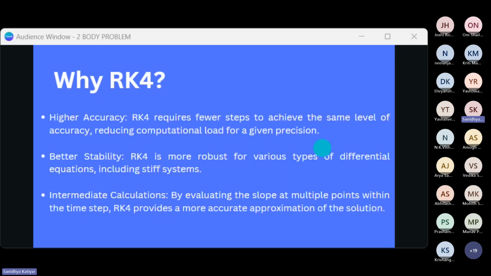So yeah, clearly we can see why RK4 is superior to the Euler method. So now let's try simulating the two-body problem.